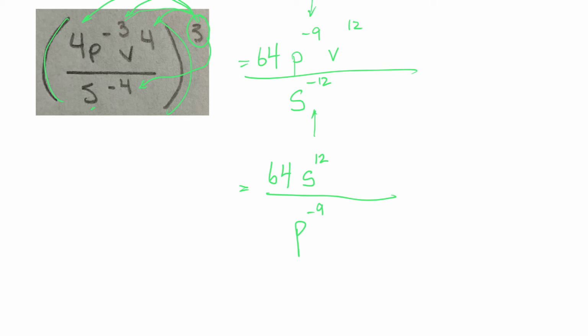Oh, look at that, I made that mistake. If this goes to the bottom, it becomes a positive 9. Okay, so let me just make sure I got that right. So p goes to the bottom, positive 9, s goes to the top, positive 12. V is already a positive, so it stays where it's at. Done.